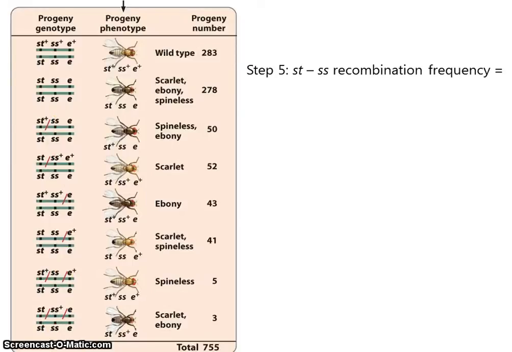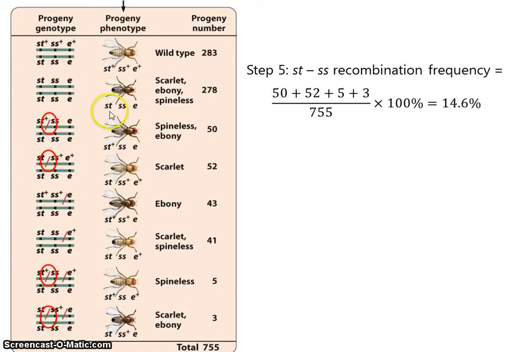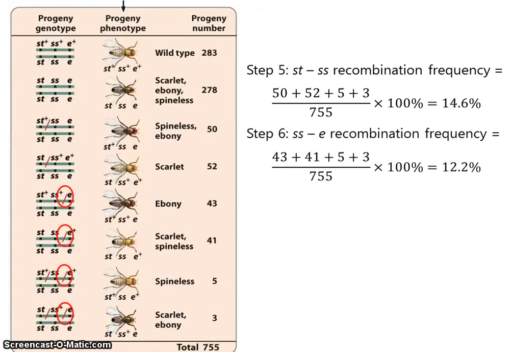And then in step 5, we're going to calculate the recombination frequencies for one gene pair at a time. So starting out with ST to SS, the recombination frequency is just going to be the number of individuals who had that crossover event, divided by the total. So you add up 50 plus 52 plus 5 plus 3, and divide that by the total, which is 755. Multiply that by 100, and we get 14.6% recombination frequency.